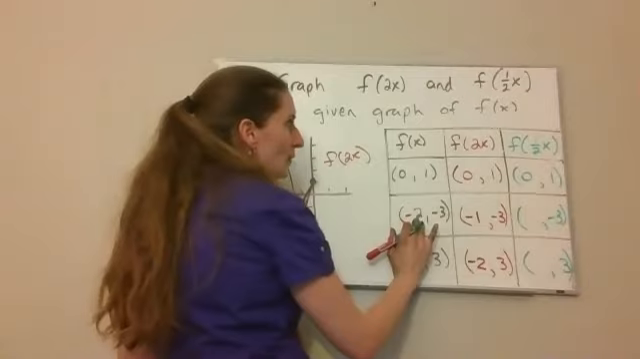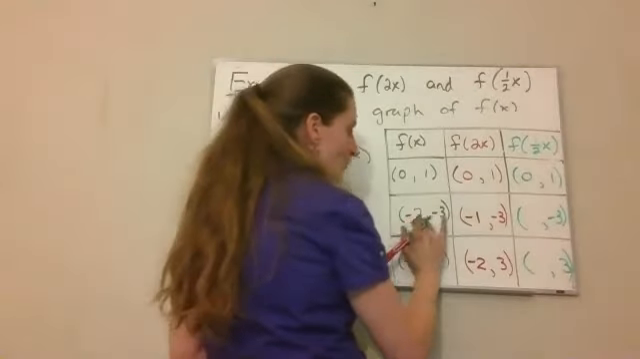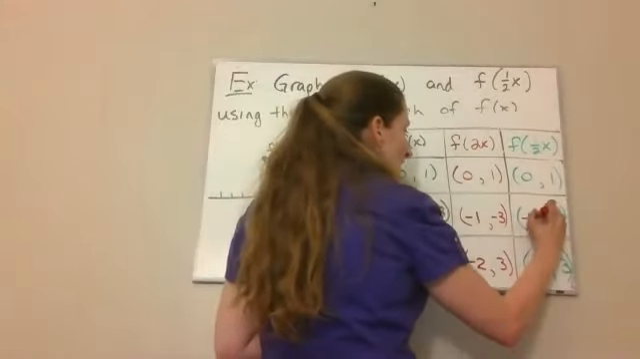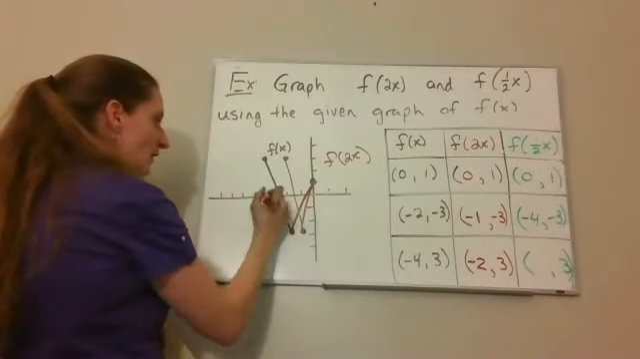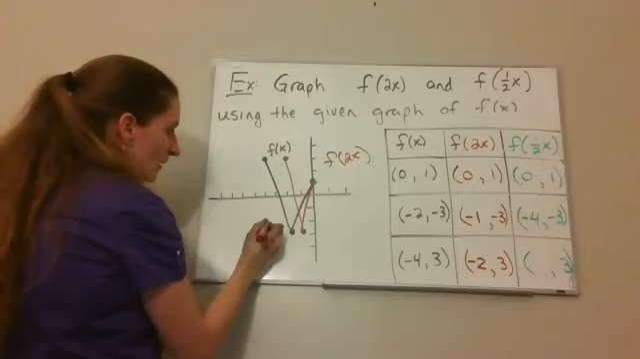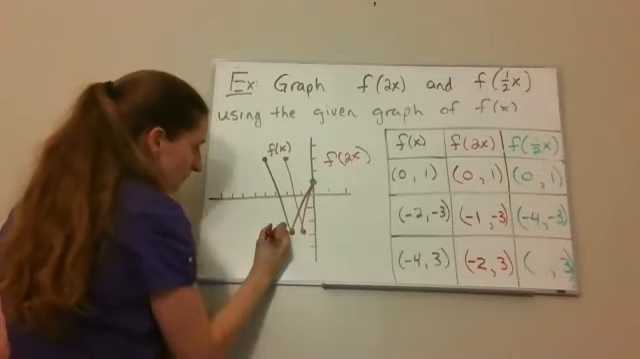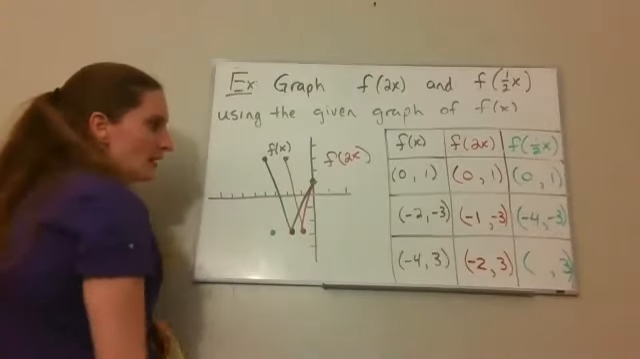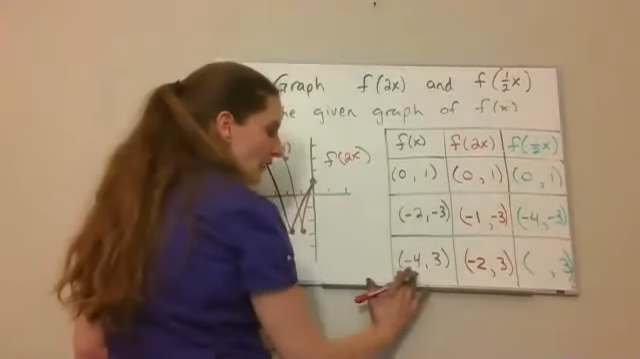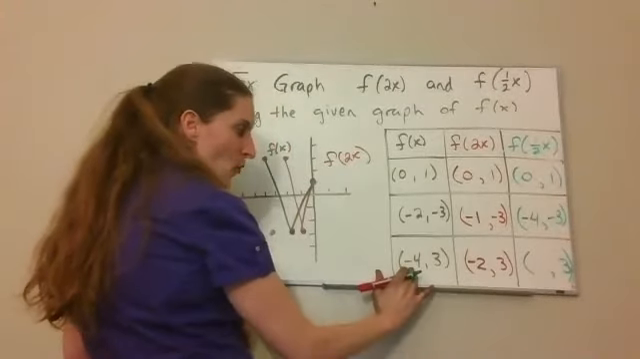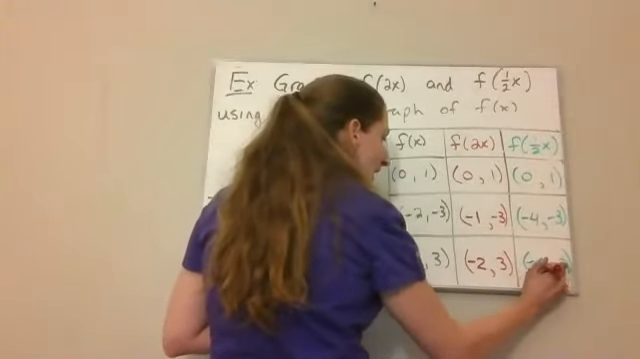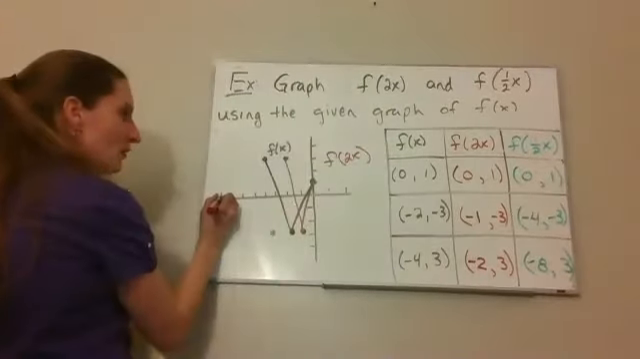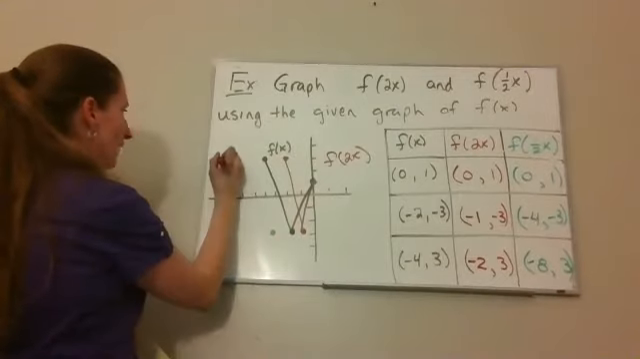Negative 2 divided by 1/2 is negative 2 times 2. That's negative 4. So I have a point over here at negative 4, negative 3. And then my last point, negative 4 divided by 1/2 is negative 4 times 2. So that's negative 8. I have a point all the way over here at negative 8, positive 3.